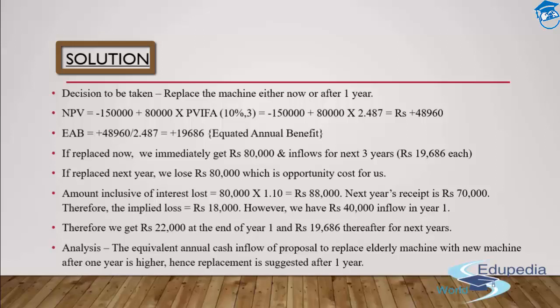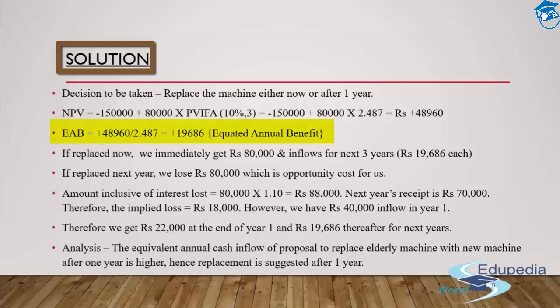My opportunity cost of capital, that Ke, which has been provided to us, is 10%. So what will be my present value index factor annuity in that case? That will be 2.487. So 1,50,000 minus 80,000 into 2.487, I'll get a figure of rupees 48,960. So what happened in that case? While spending 1,50,000, I was able to get back 48,960 rupees more. So I'm on the benefit side.